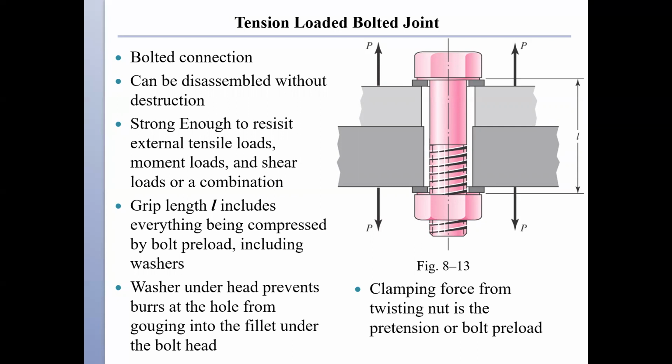Okay. So one of the things we look at is the grip length, and we use a lowercase l for grip length. For a bolted connection using a bolt, the grip length includes everything that is in compression by the bolt. So it goes from underneath the head of the bolt all the way to the nut on the other end, including even the washers. So you see everything that is gray here is within the grip. And these are all in compression.